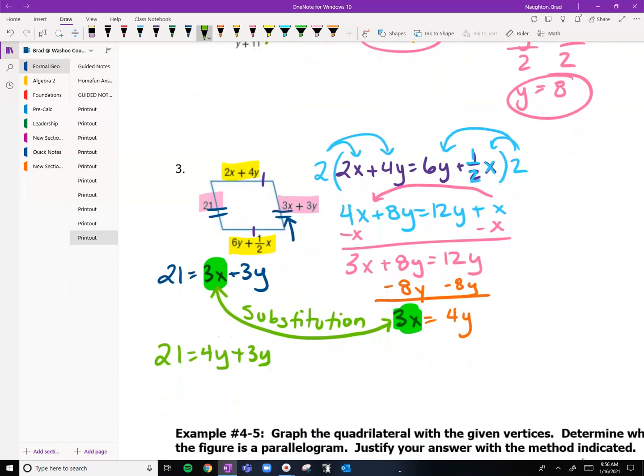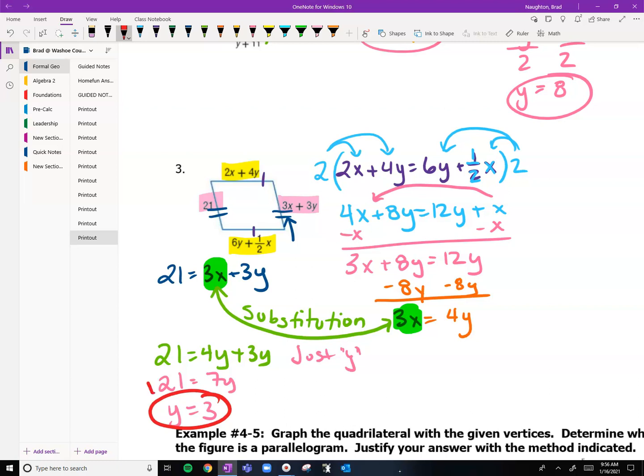So now when we do that, I have an equation with just y's. And when you have an equation with just y's, that makes our life a lot easier to solve. So I'm going to get 21 is equal to 7y. And so obviously when I divide both sides by 7, we're going to get y is equal to 3. Good to know. So let's take that back in there.